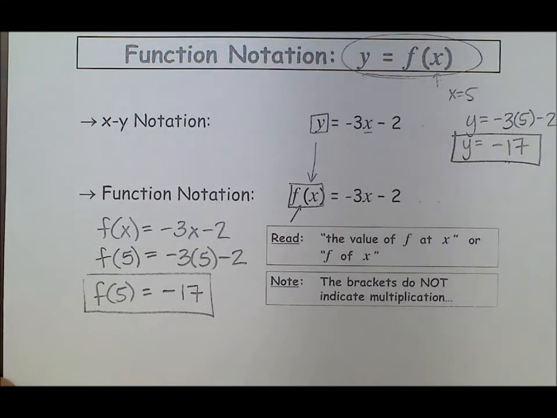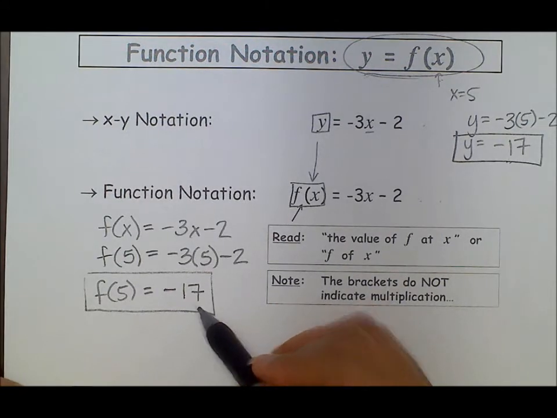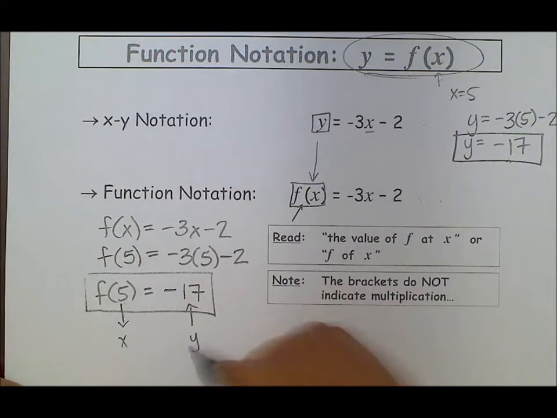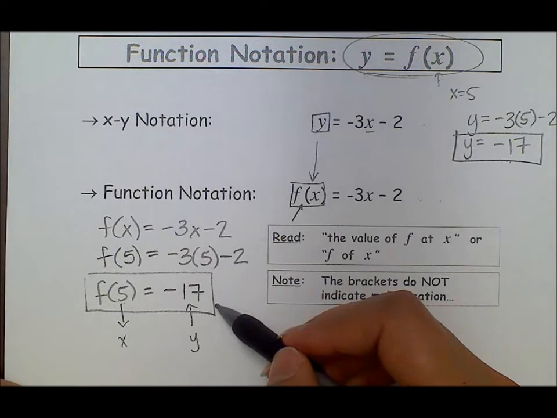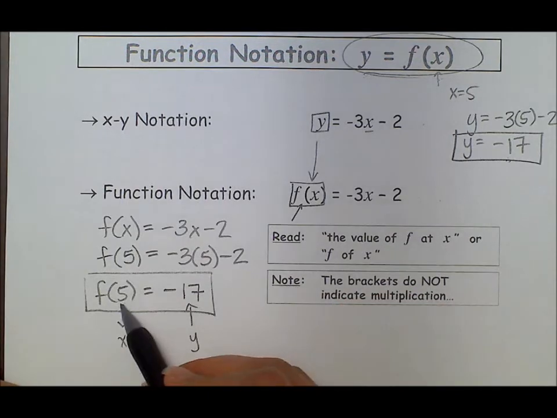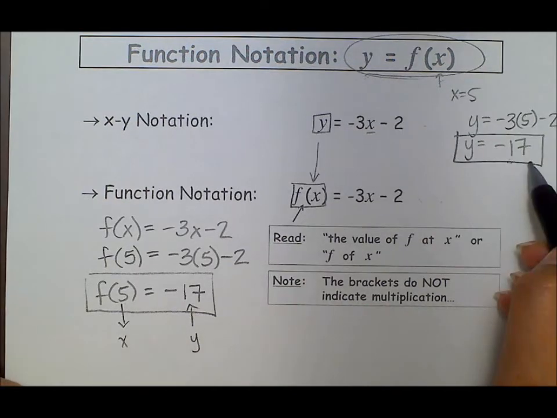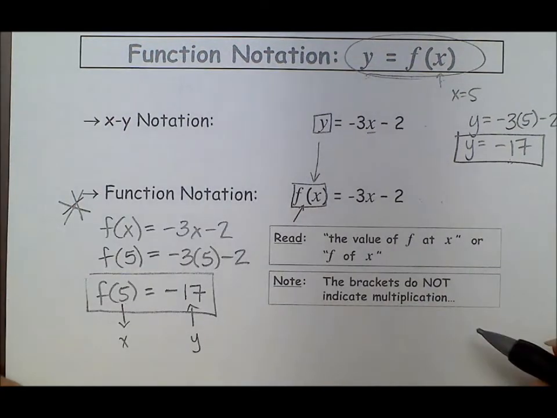In function notation, in my final statement, I know two things. I know that x was equal to 5, and I know that the resulting y value was actually negative 17. So the benefit to function notation is it lets you know what the x and y coordinate of that particular point is going to be, whereas in xy notation, you only know the y value in the final statement. Okay? So this is why function notation is better.